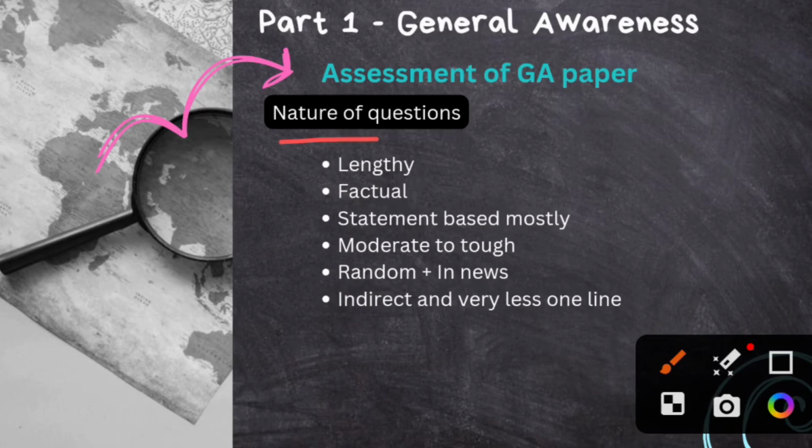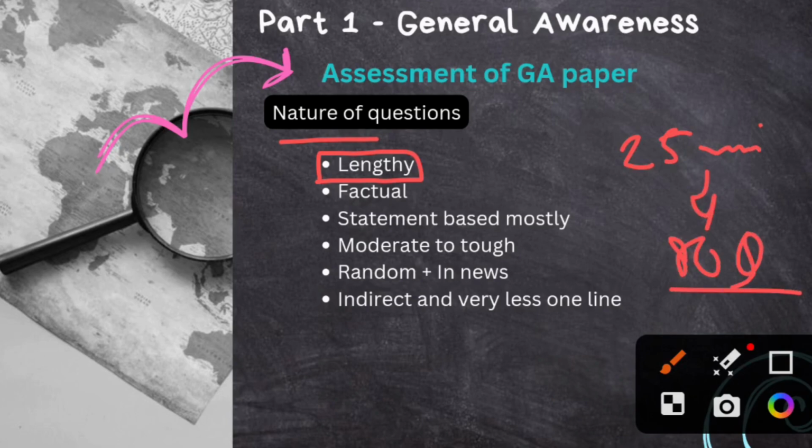This was something which was there last time also, but this time it was even more lengthy. As you must know, you have 25 minutes in the GA paper and you need to solve 80 questions in these 25 minutes. This time there were many good candidates who were not even able to read all 80 questions. This is what you call a lengthy paper. And what added to the agony was that it was a very factual paper.